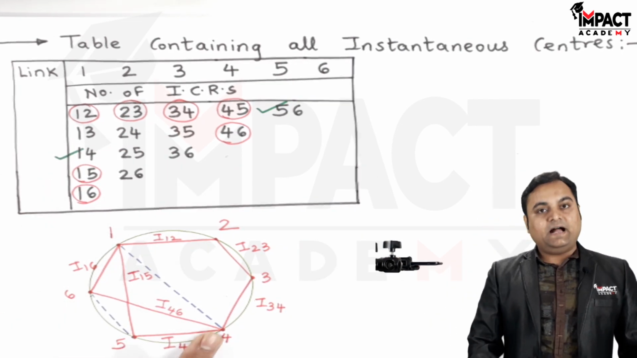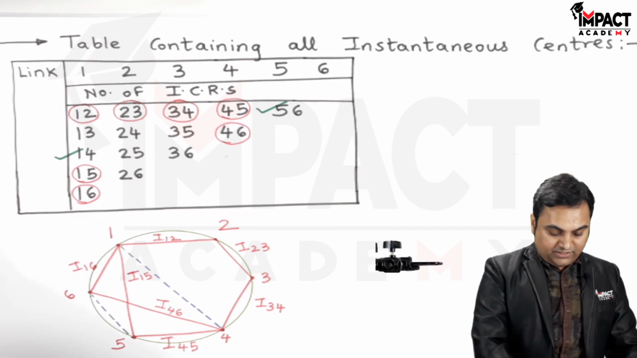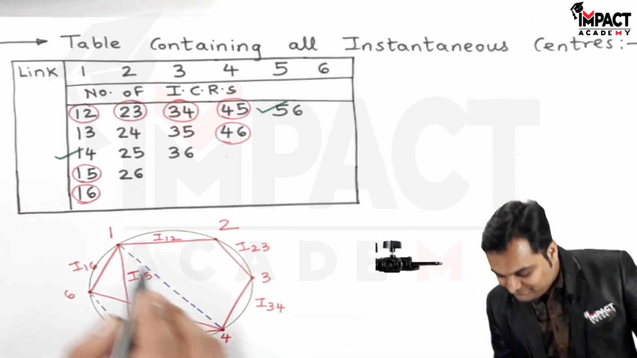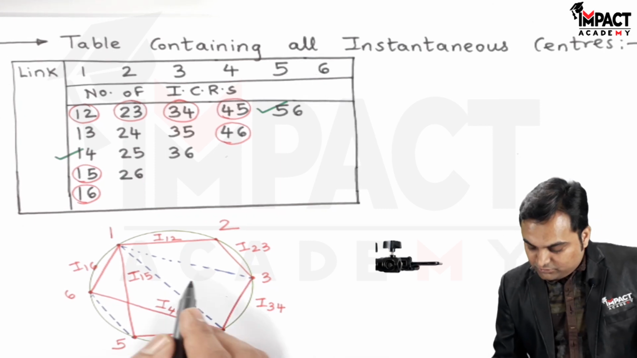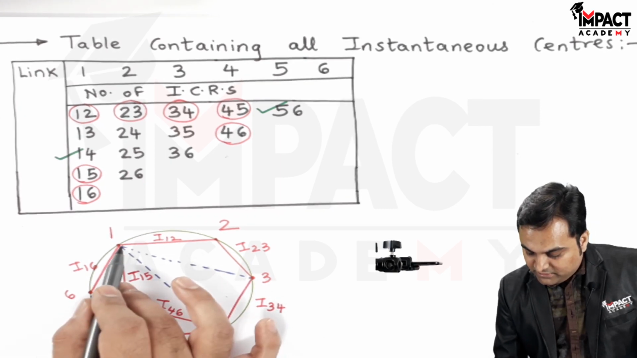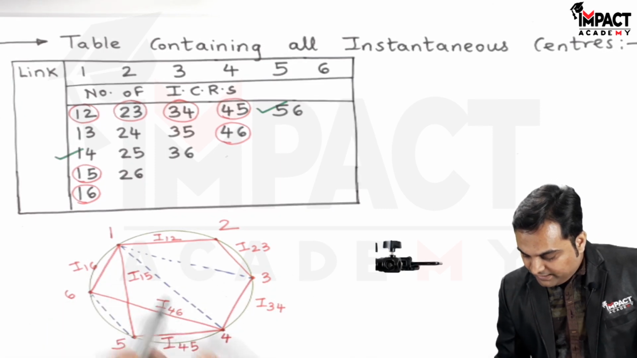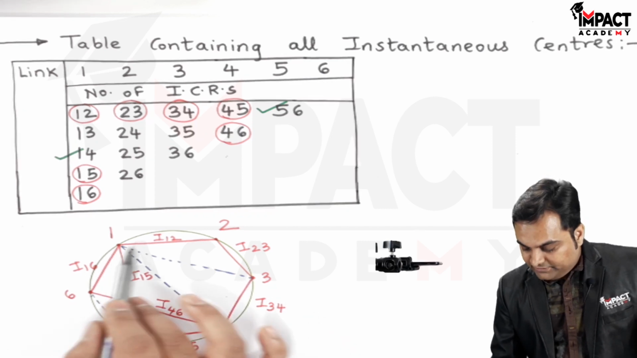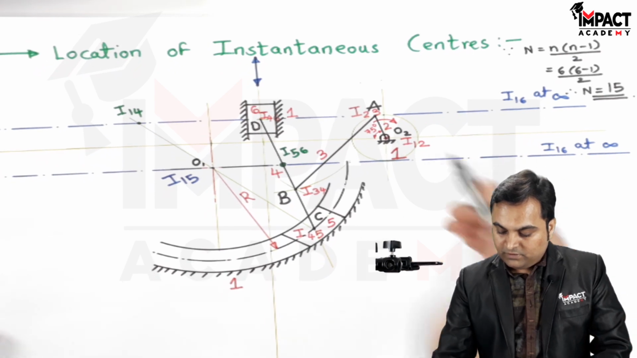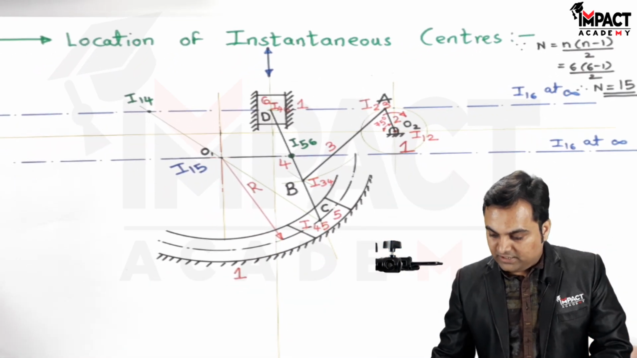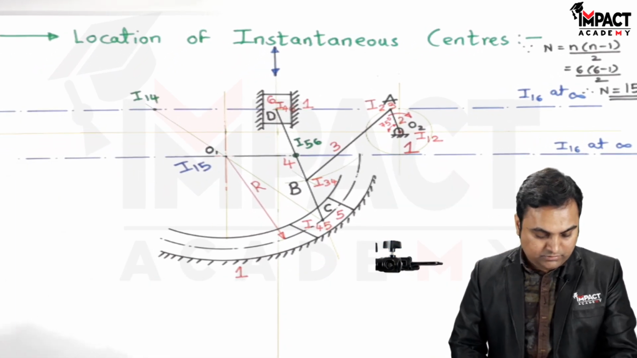Now after getting I14 we can go for I13, connecting 1 and 3. Now this is also forming two sets of triangles, that is 1-2-3 and 1-4-3. So connecting 1-2 and 2-3, we have here 1-2 and 2-3. I am just projecting light lines from them.